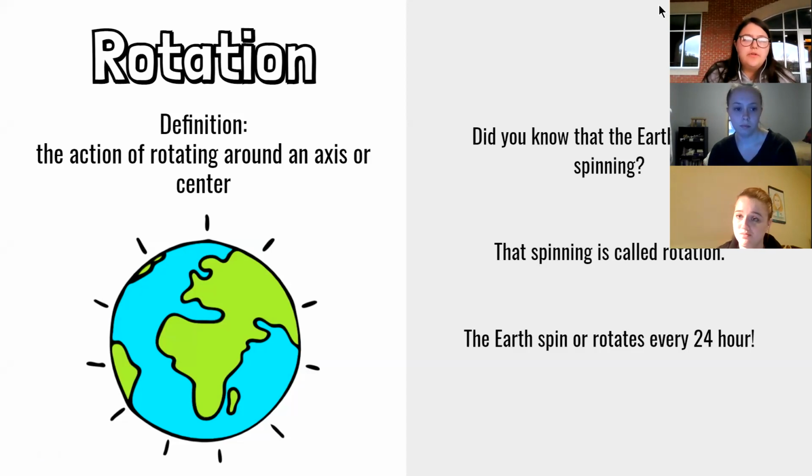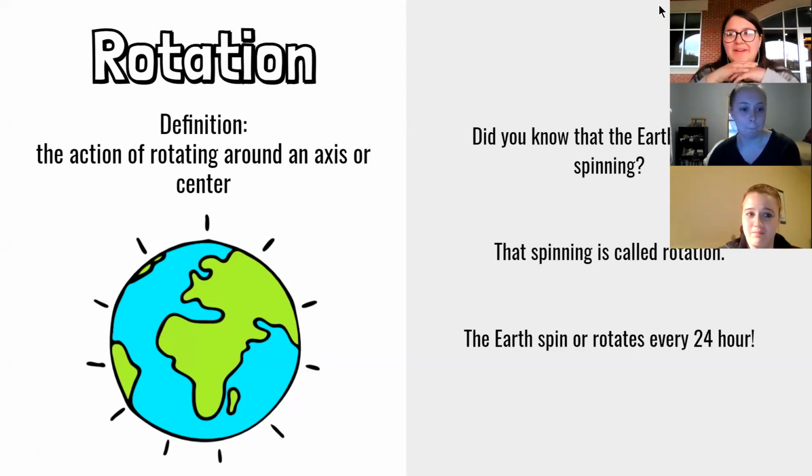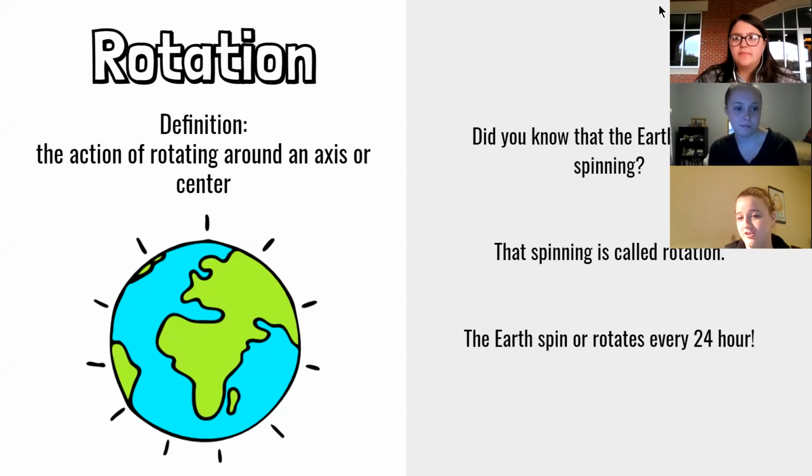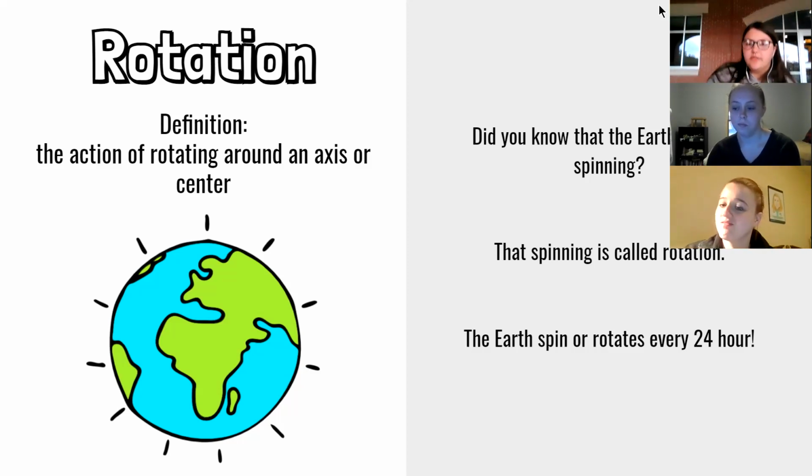Brianna, how would you define rotation? Can you read the definition for me? The definition is the action of rotating around an axis or center. So like rotation to me is spinning, it spins around. And I think of rotation as like centers. You know, you rotate from center. That's perfect. That is exactly what it is. And we defined it as the action of rotating around an axis or a center.